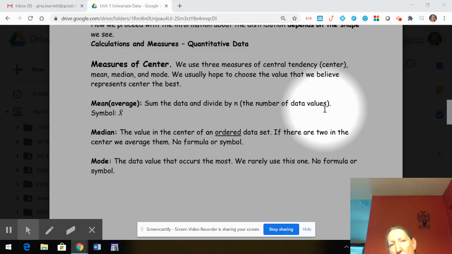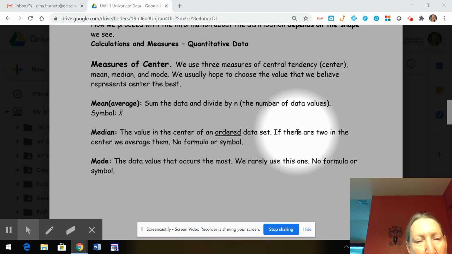Hi there. This video is meant to go through some of the notes where we're starting to talk about some measures that go with quantitative data. So we're going to look at measures and how we get them and symbolize them. When our data is quantitative, we talked a little bit in one of the earlier videos about shape. Now we want to talk about some measures we can calculate.